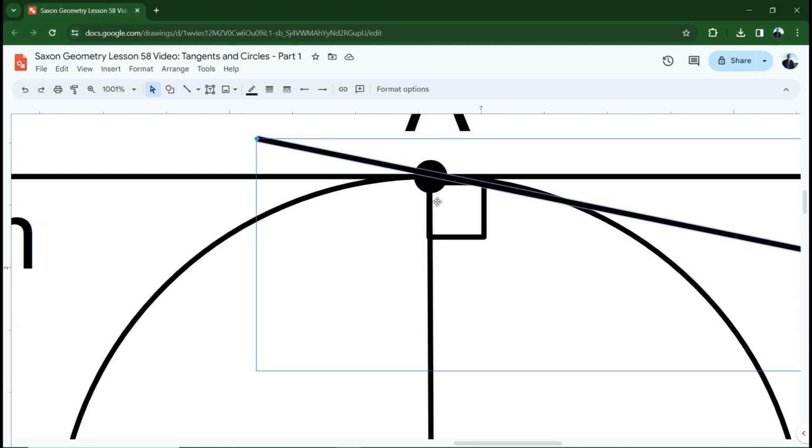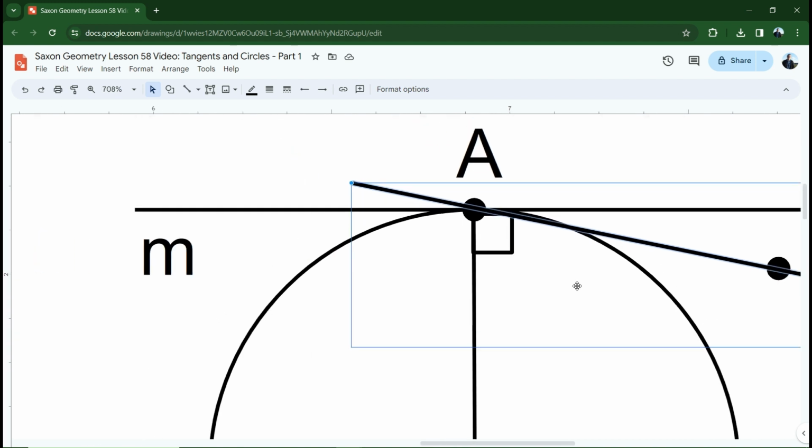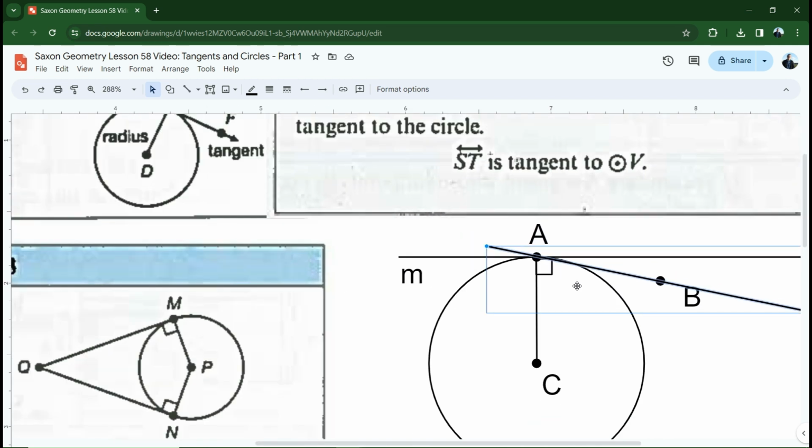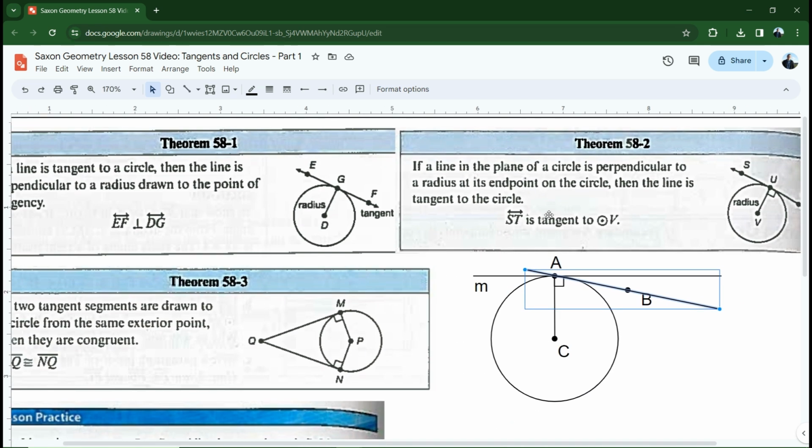AB is a chord. It's not a tangent. And the reason for that is because if a line in the plane of the circle is perpendicular to a radius at its endpoint on the circle, the line is tangent.